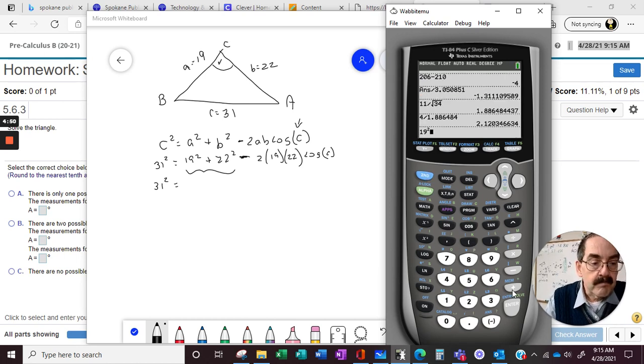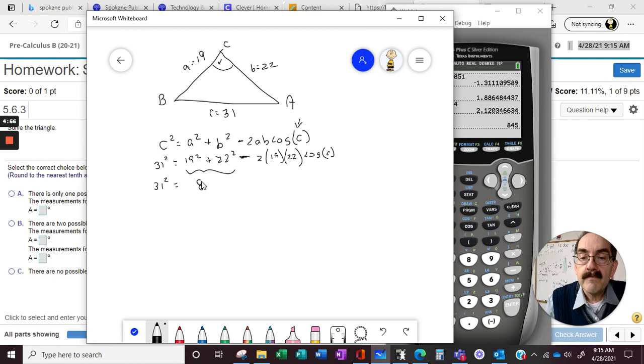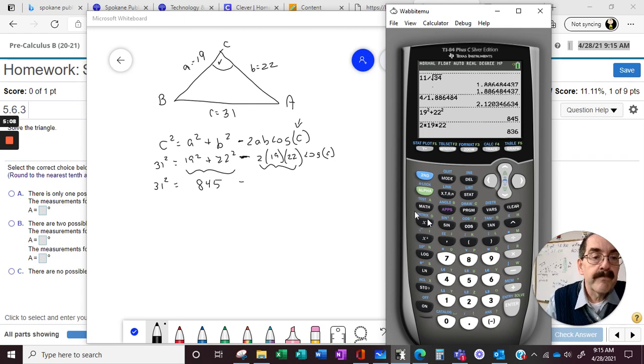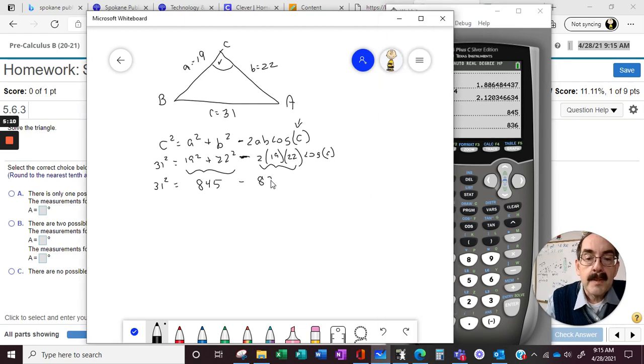19 squared plus 22 squared is 845, minus, now I'm going to put these together, 2 times 19 times 22, which is 836, times the cosine of angle C. Alright, now watch this piece.